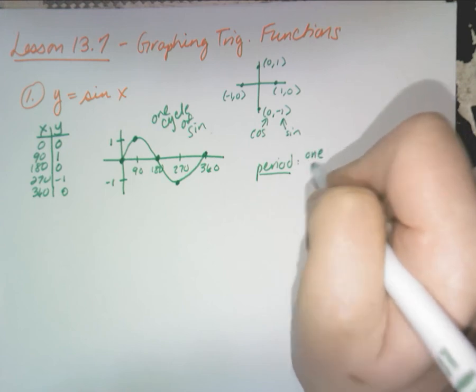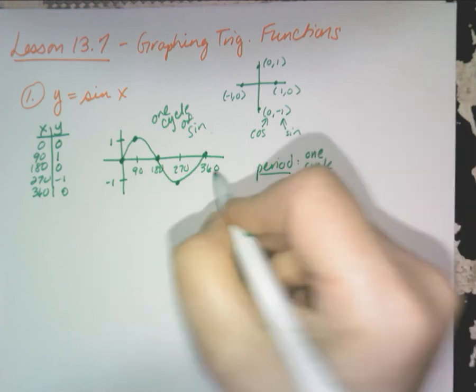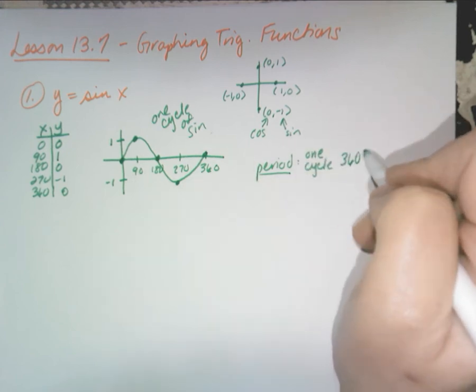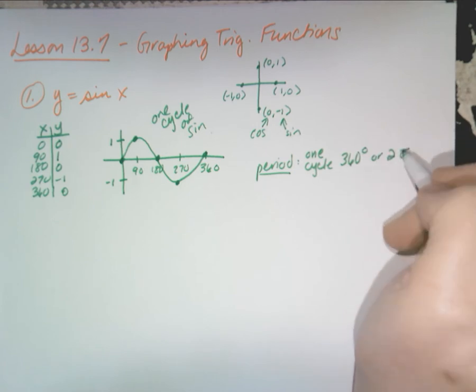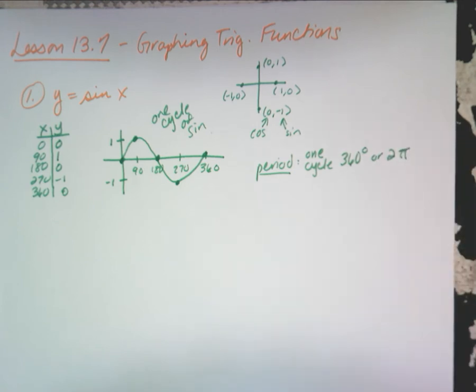So the one cycle of the graph for us right here would be 360 degrees, or 2 pi if I was talking about radians. That would be one cycle of sine. And then it would keep repeating every 360. So at 720, you'd have another cycle of sine and another cycle of sine.